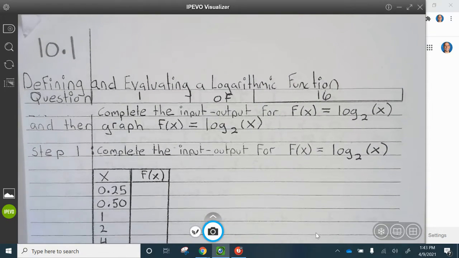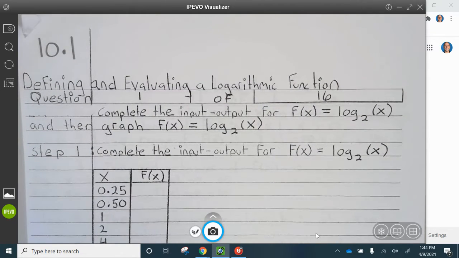Okay, Waka, today we're looking at 10.1, defining and evaluating a logarithmic function assignment tutorial. Question 1 of 16. Complete the input-output for f of x equals log base 2 of x, and then graph f of x equals log base 2 of x. Step 1. Complete the input-output for f of x equals log base 2 of x.